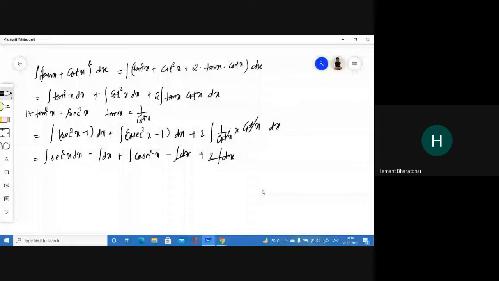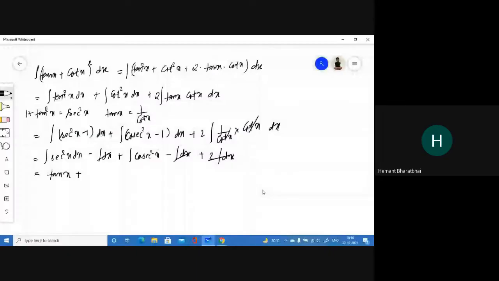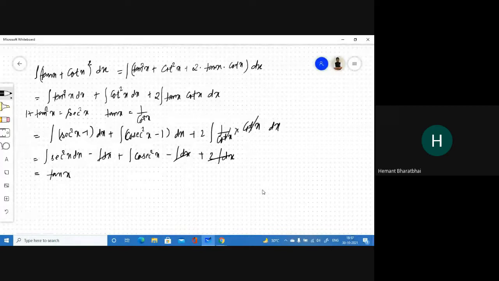Now integration of sec square x. We know the derivative of tan x is sec square x, so integration of sec square is tan, giving tan of x. The derivative of cot is minus cosec square x, so integration of cosec square will be minus cot. So this will be minus cot of x plus c. This will be my final answer.